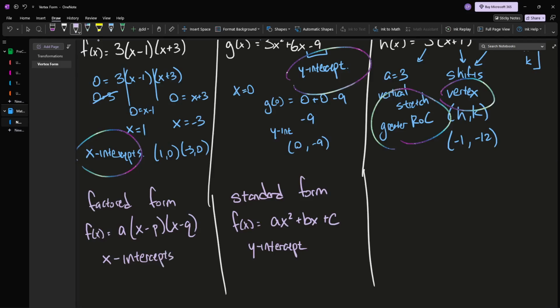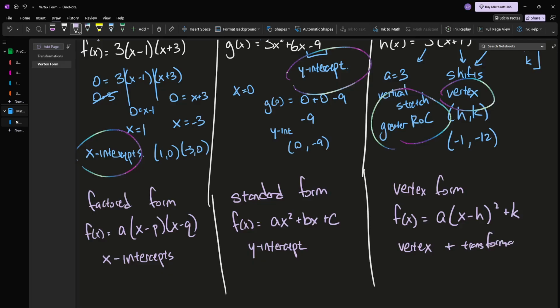And finally, we have vertex form, which is just like the transformation forms that we've been using before. We have a times x minus h squared plus k. This tells us our shifts, or our vertex from our shifts, and transformations very easily. And we want to memorize where we get all this information from.